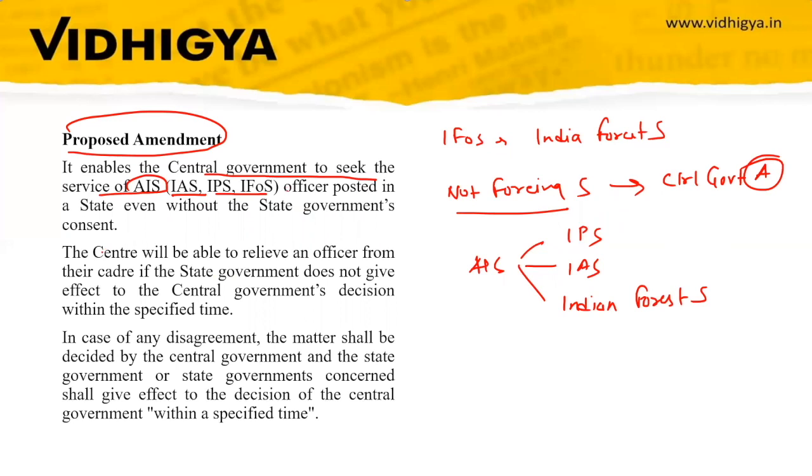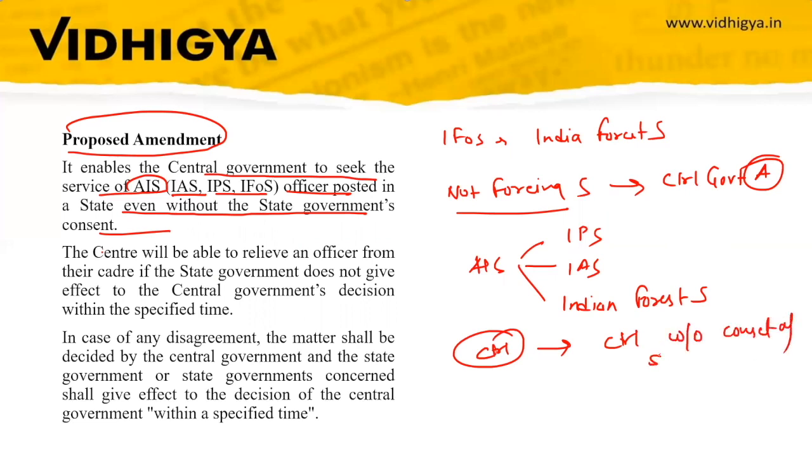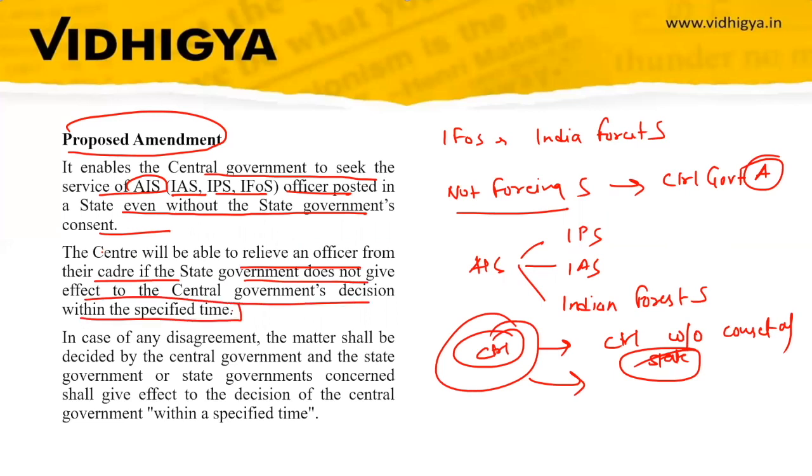The proposed amendment says that the central government can get an officer for central deputation posted in the state even without the state government's consent. So this is the change in the proposed amendment: the center now does not need the consent of the state. The center will be able to relieve an officer from their cadre if the state government does not give effect to the central government's decision within the specified time. In the earlier rule, there was no specified time in which the state had to act.